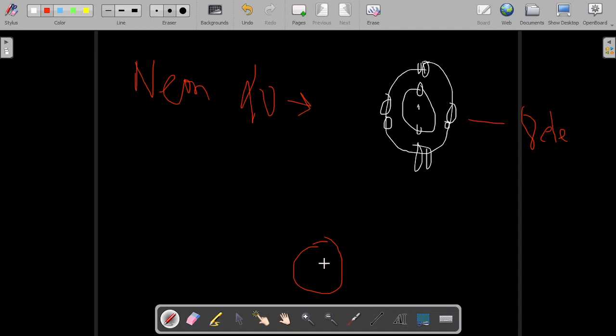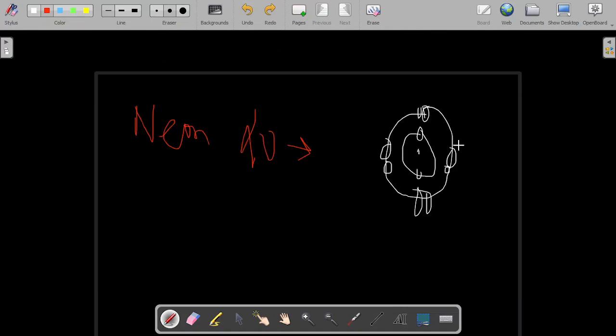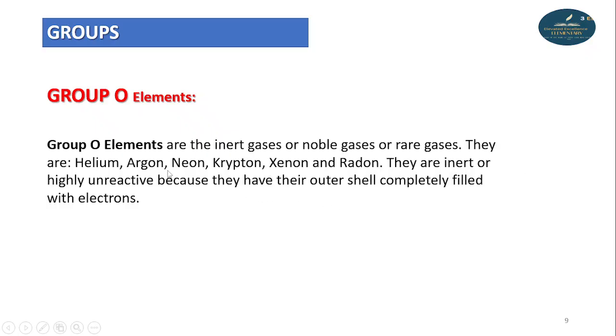For example, for an element like beryllium, we have 1, 2, then 3, 4. This indicates it is in group 2, and we notice it's not completely filled with 8 electrons. For the group 0 elements, their outermost shells are completely filled with 8 electrons, and they are highly unreactive because they have their outermost shell completely filled with electrons. So those are the group 0 elements.